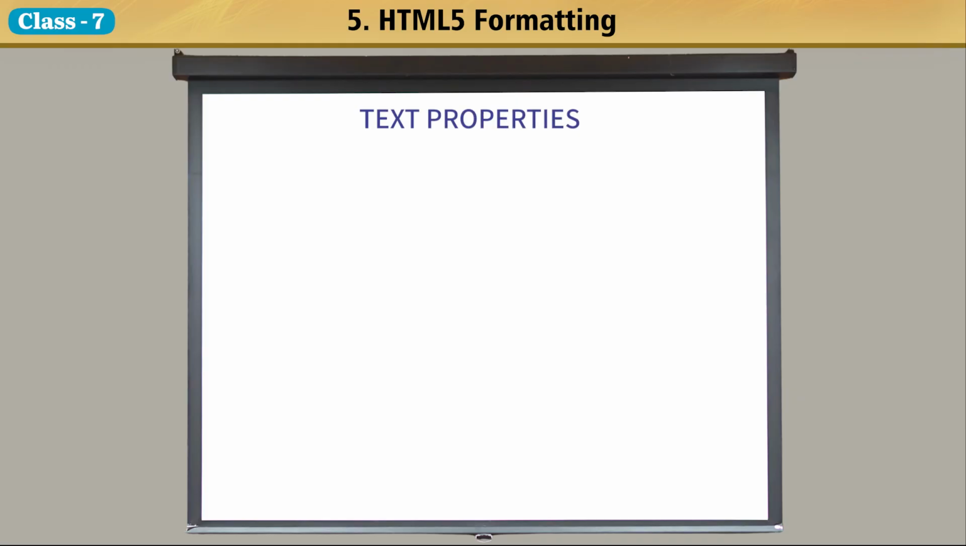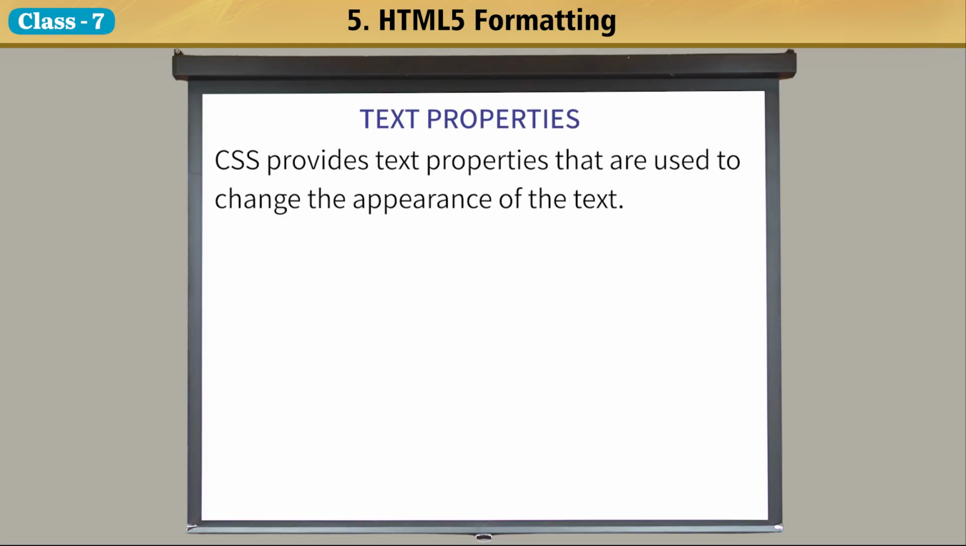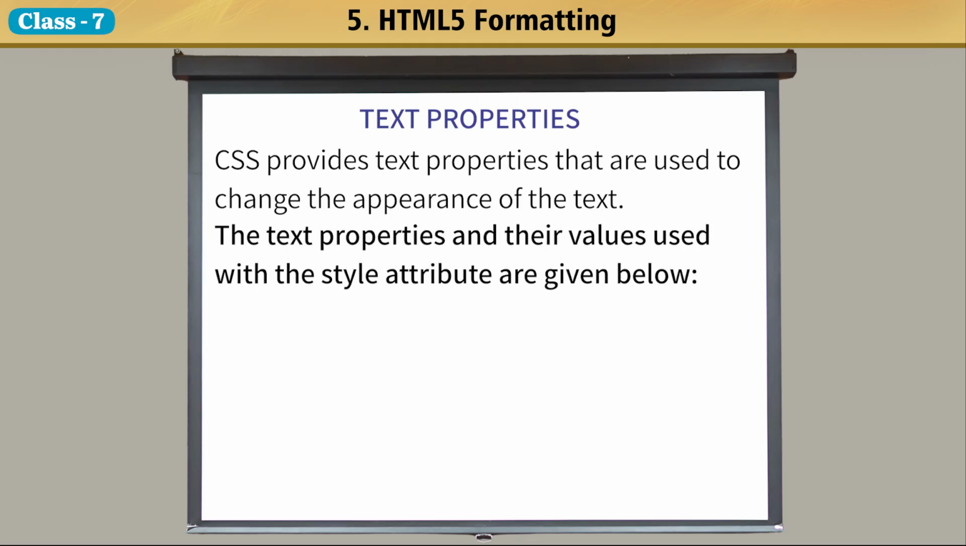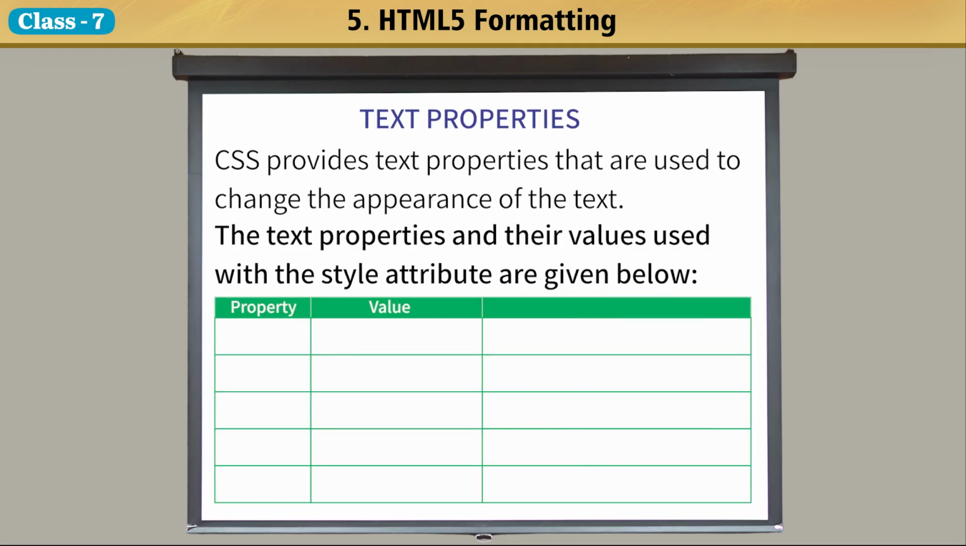Text properties. CSS provides text properties that are used to change the appearance of the text. The text properties and their values used with the style attribute are given below. Property, value, description. Color: name of the color. Specifies the text color to be used on the web page.